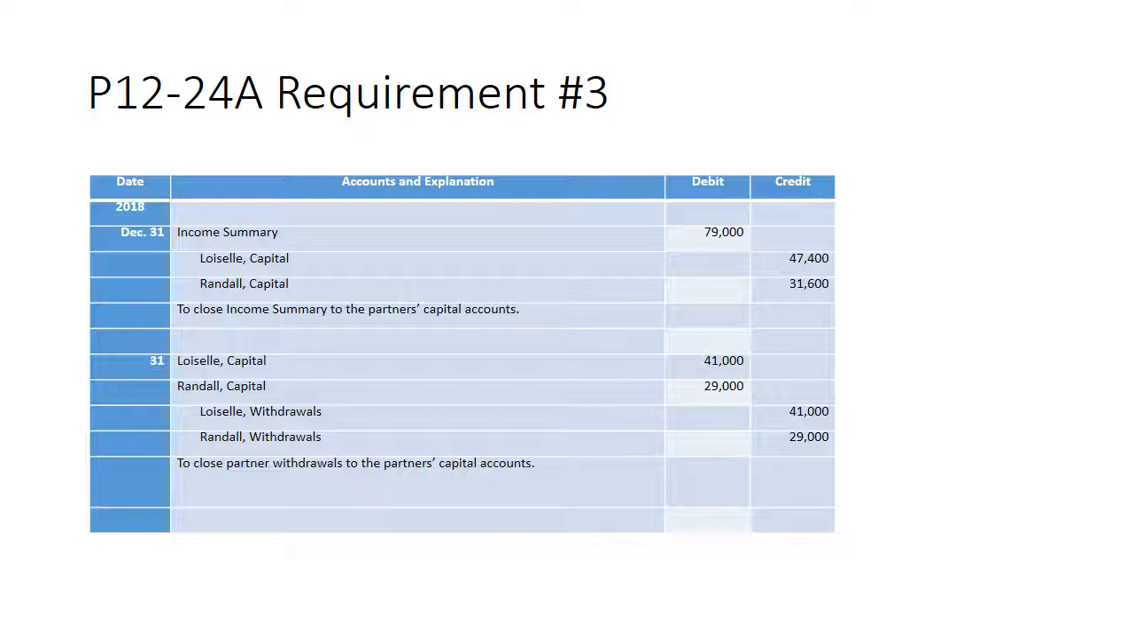And then we would debit the income summary. Before, in a sole proprietorship, when you did closing journal entries, you debited income summary and credited one capital account, one owner. Now you have to distribute those profits.